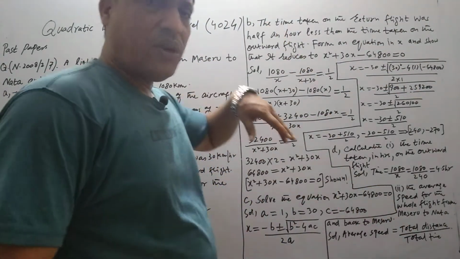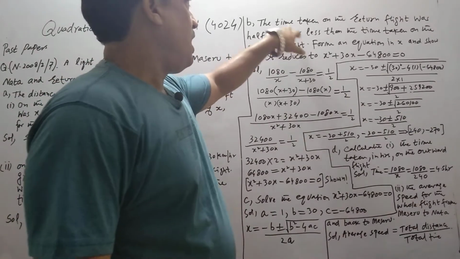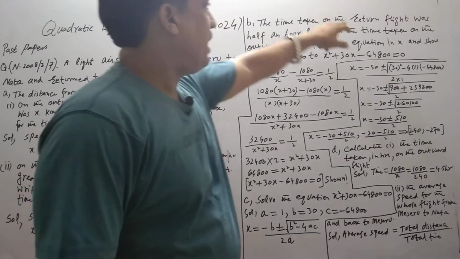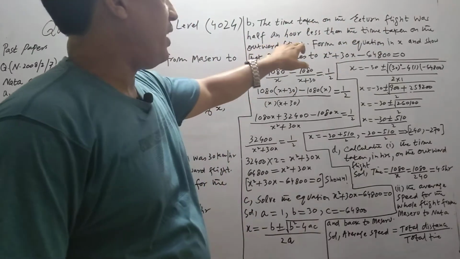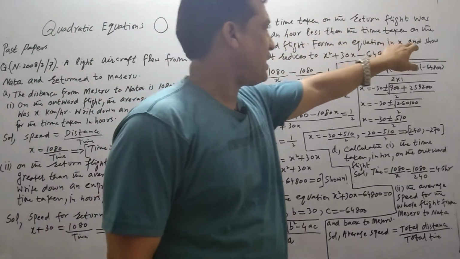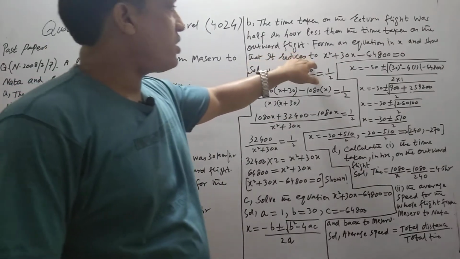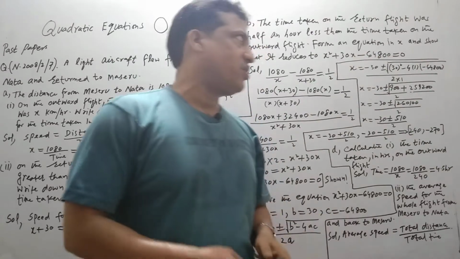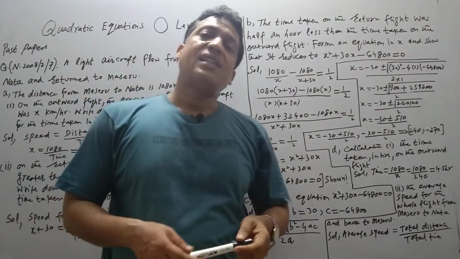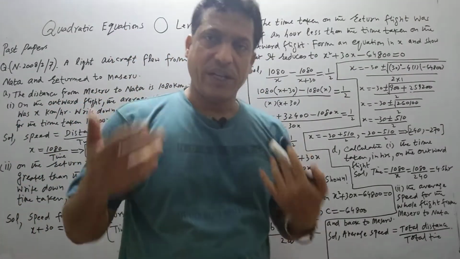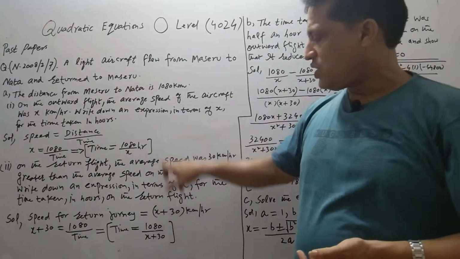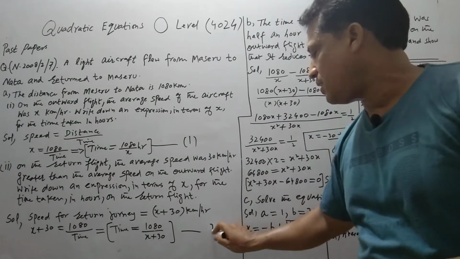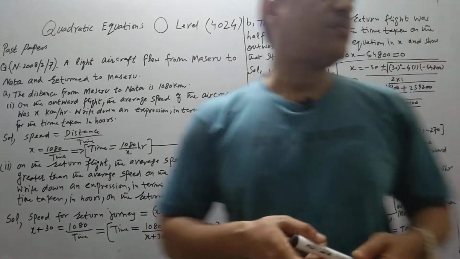How much more? Half an hour. The time taken on the return flight was half an hour less than the time taken on the outward flight. Form an equation in x and show that it reduces to x square plus 30x minus 64800 is equal to 0. And you can see again we have to make the quadratic equation with the help of these two conditions. This is condition number 1 and this is condition number 2.